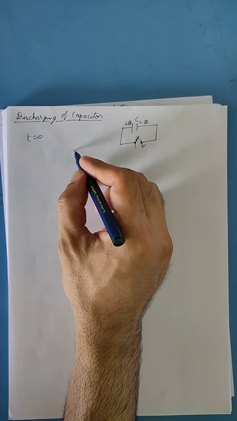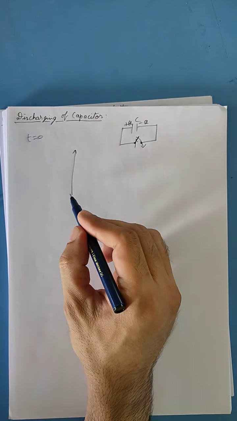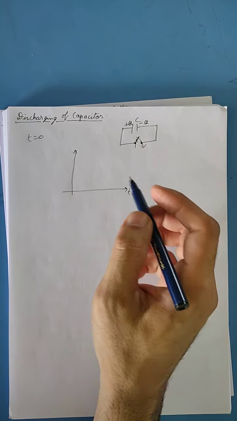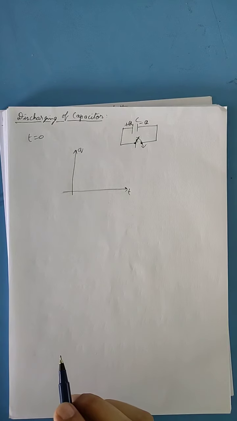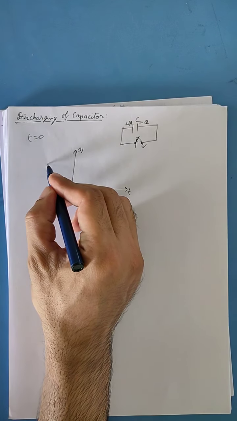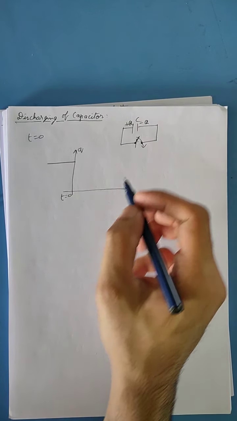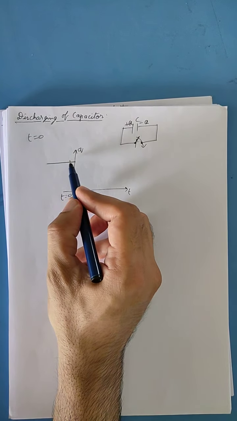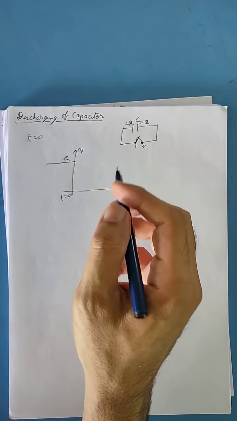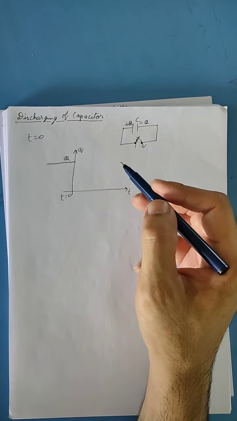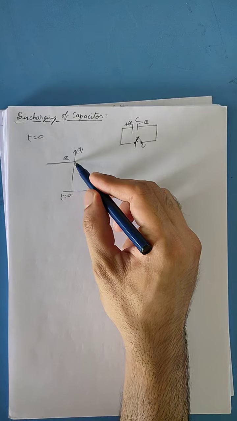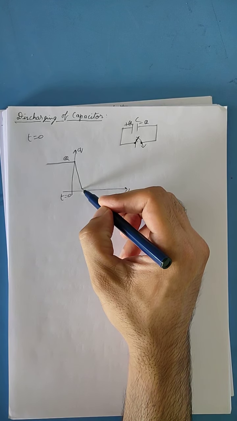So if we plot the graph of this discharging, just like we plotted the graph of charging, then initially before t equals 0, before the switch was closed, the charge on the capacitor was Q, and after the switch is closed a sudden neutralization takes place and very quickly the charge becomes equal to 0.